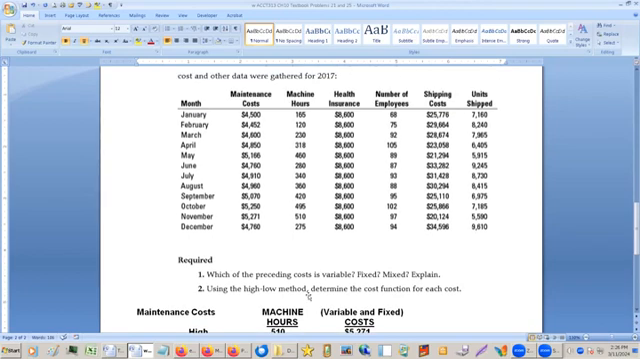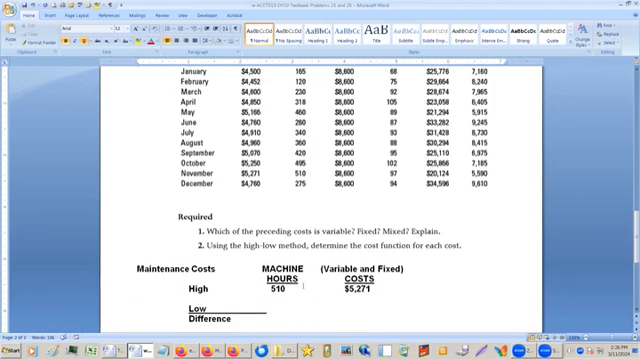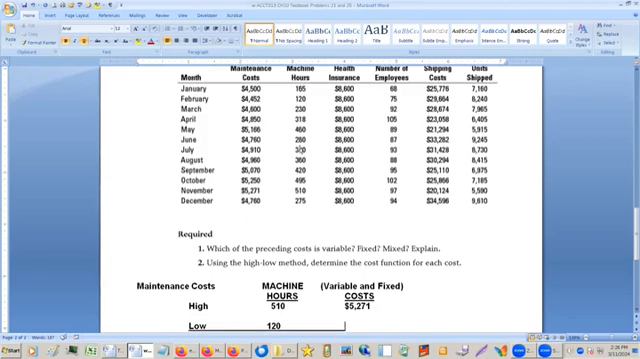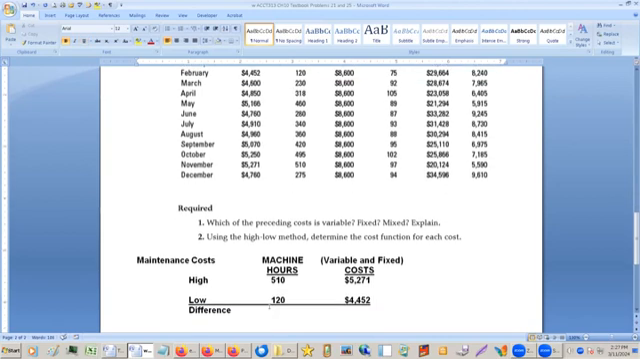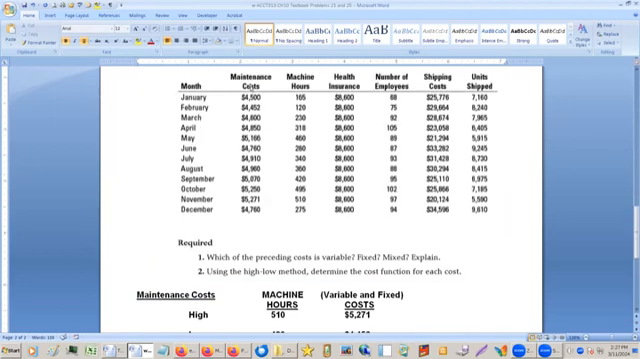All right, low. Low is 120, and the cost for that is 4,452. Okay, so this is for the maintenance cost. And again, we can do it for all three of these. I'm just going to do this one. But it's important to notice that they gave the cost first.